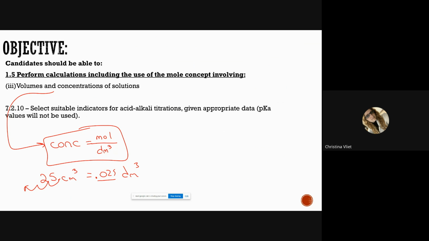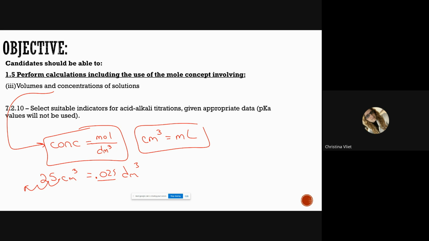The other strategy is to divide by 1,000. If you take 25, divide by 1,000, that'll give you the decimeters cubed. The other thing you need to be aware of is that centimeters cubed on our measuring devices are also written as milliliters. So when you get your equipment you're going to be working with today, you're going to read milliliters, and you have to automatically recognize that that's actually the amount of centimeters cubed in the instructions.